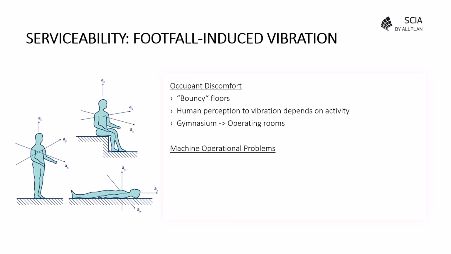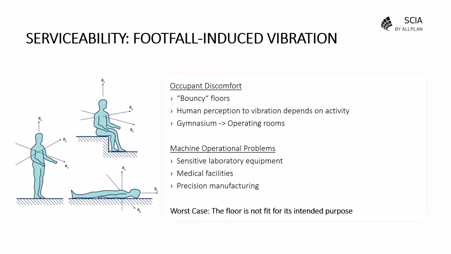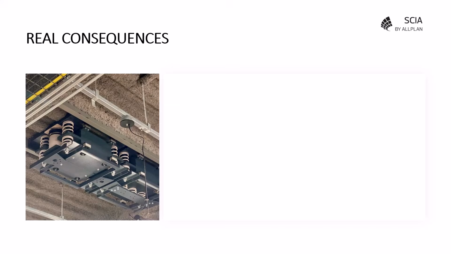Floor vibration can also affect machine operation. This might include sensitive lab equipment, medical facilities, or high-precision manufacturing machinery. In each of these categories, excessive vibration means suboptimal usability. And, in the worst case, the floor might not even be fit for its intended purpose. So there are real consequences when vibration is excessive.